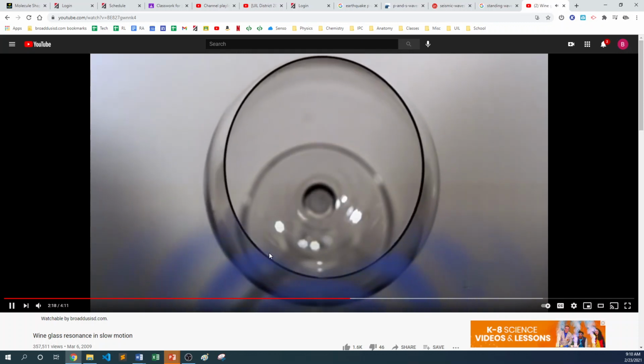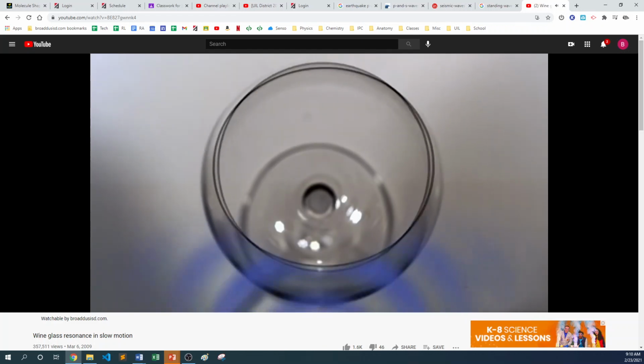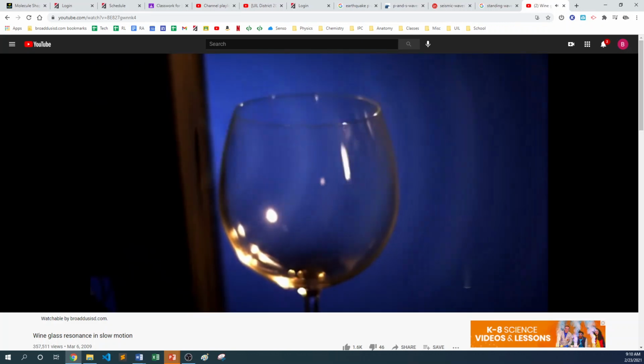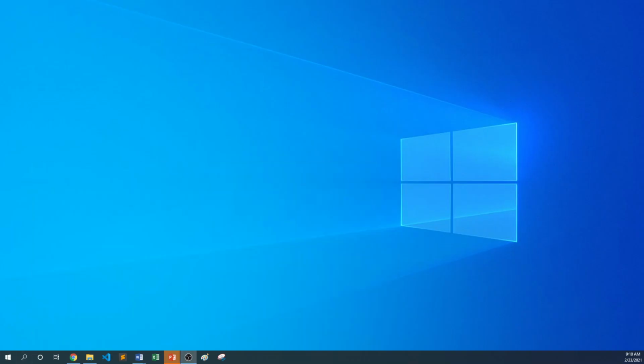The glass bounces back just when another sound wave pushes it again. If the timing or frequency of the sound waves is exactly right, the motion will build until the glass breaks. So that's a standing wave.